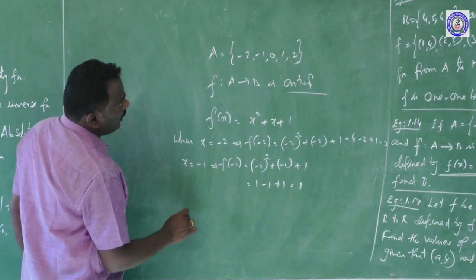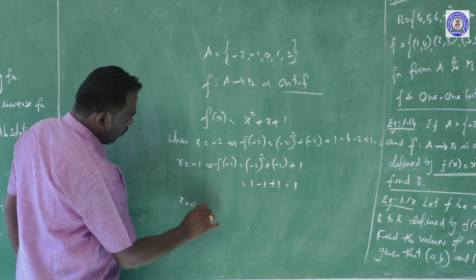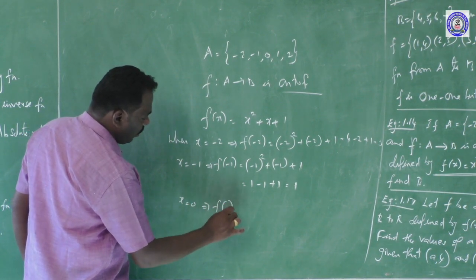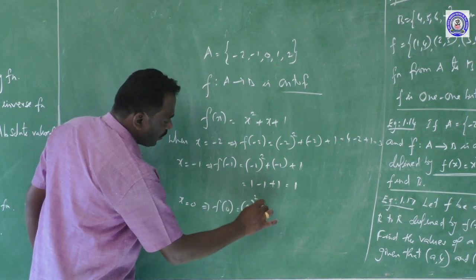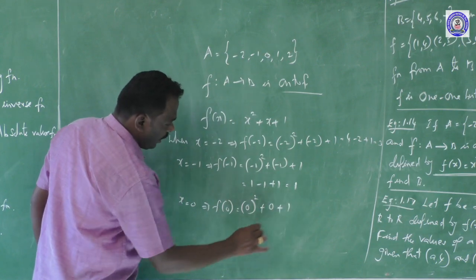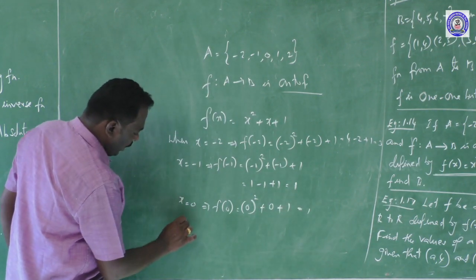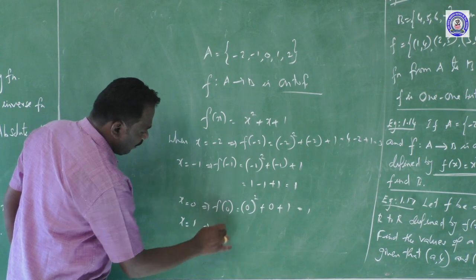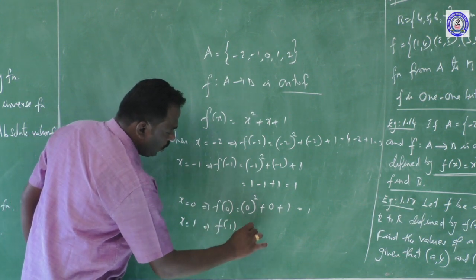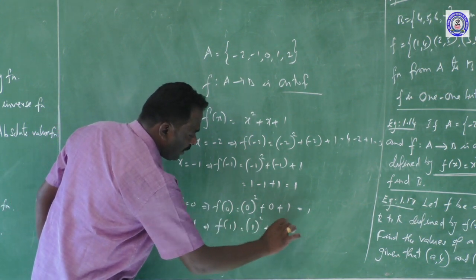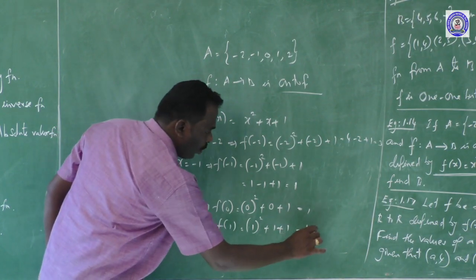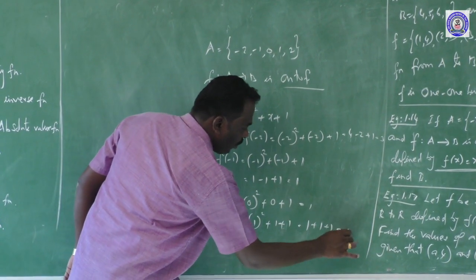plus 1 as the answer. Then put x value is equal to 0, that implies f of 0 is equal to 0 whole square plus 0 plus 1, and that is equal to 1. Then put x is equal to plus 1, that implies f of 1 is equal to 1 square plus 1 plus 1. Now that is equal to 1 plus 1 plus 1, that is equal to 3.